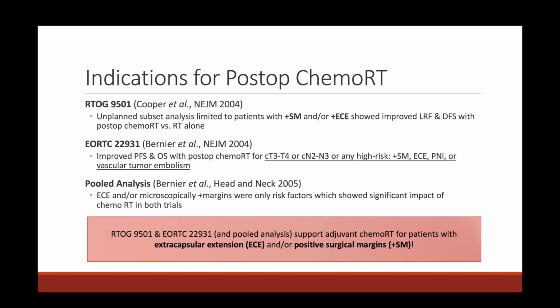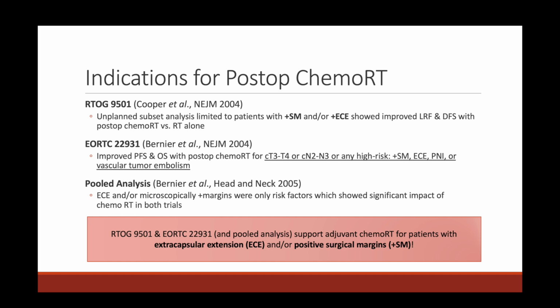So the data for this comes from two important trials that you should know, which are RTOG 9501 and EORTC 22931. So RTOG 9501 looked at the addition of postoperative chemoradiation, and on their subset analysis that was limited to patients with positive surgical margins and or extracapsular extension, they found improved local regional failure and disease-free survival with the addition of postoperative concurrent chemotherapy to the radiation.